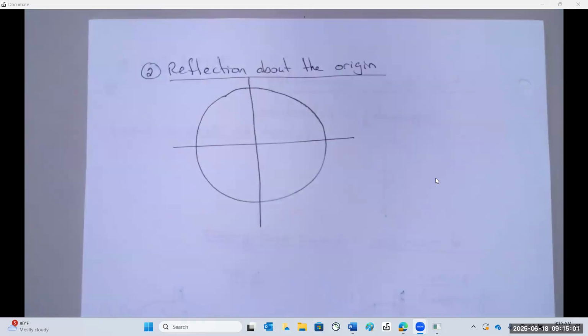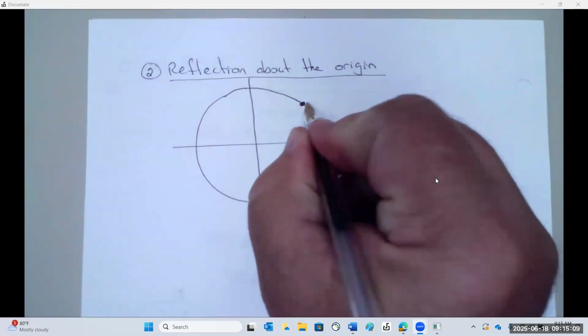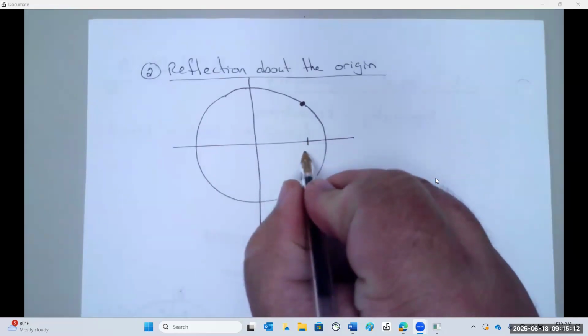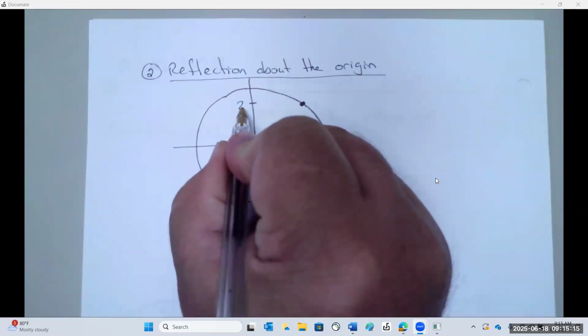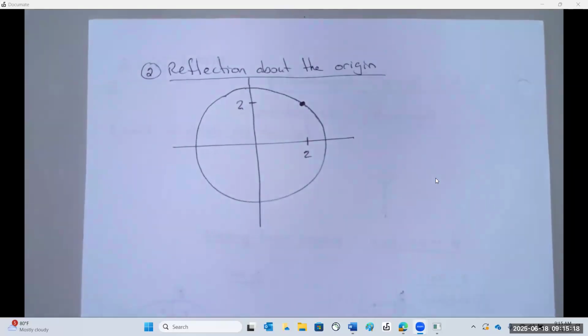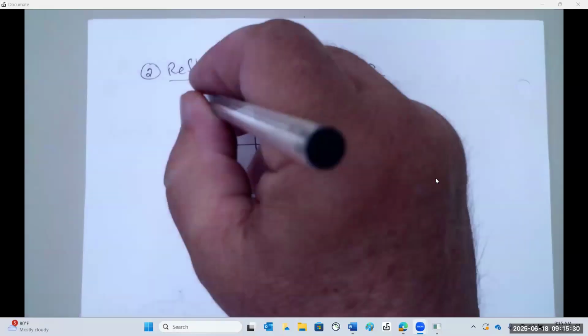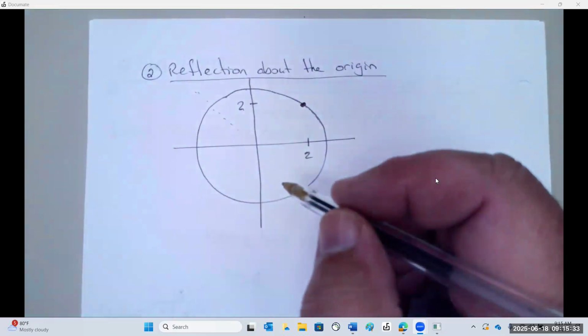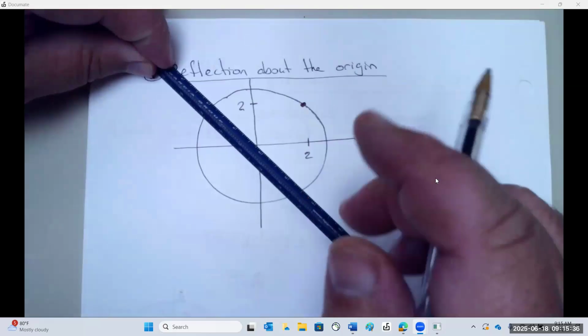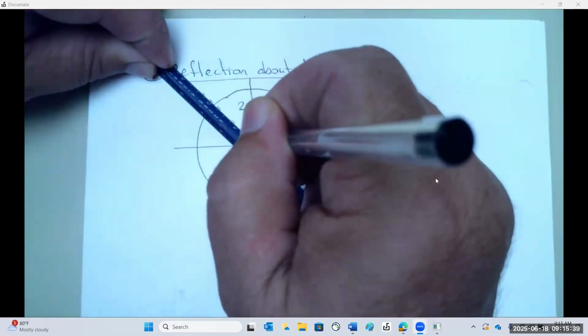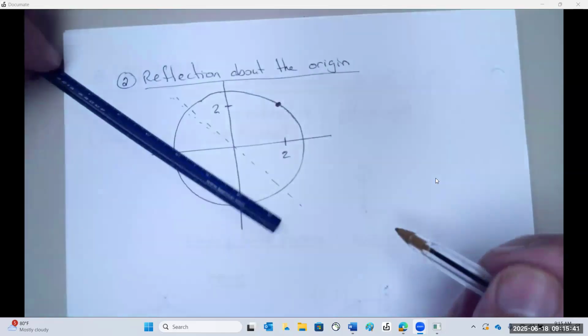We still use a circle. So if we had a point here, let's say at 2 and 2, remember, when we say reflected, that's the part where we fold the paper. So here, we're going to fold the paper across the origin. That's where we're going to fold it.